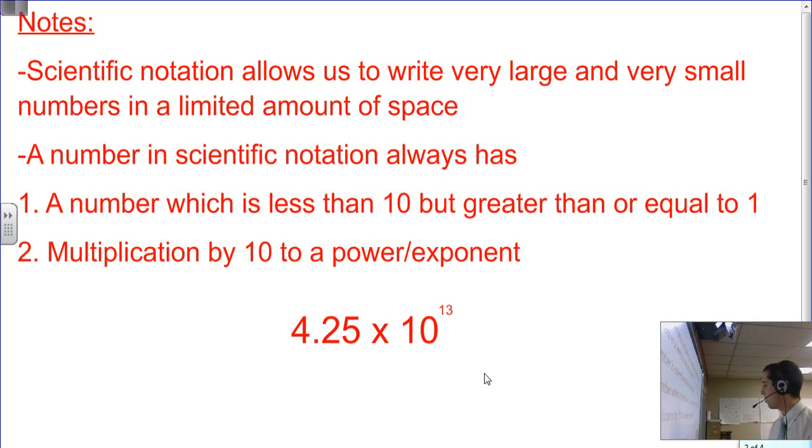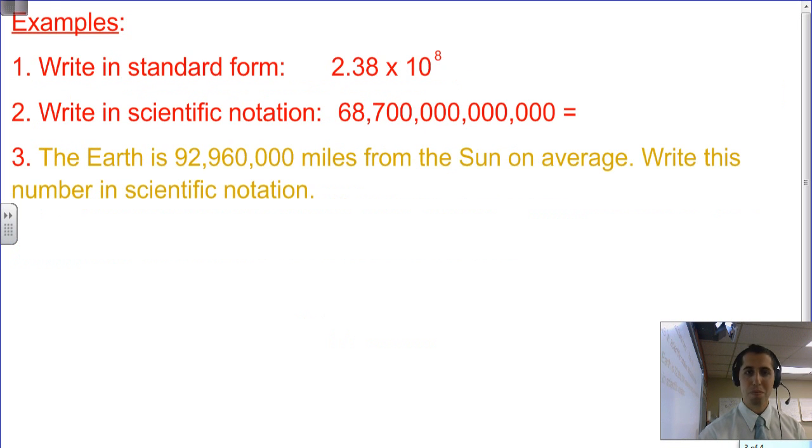So you can see that I gave an example right here. It's 4 and 25/100ths times 10 to the 13th power. Now 10 to the 13th power means we're going to multiply by 10 13 times. And you probably know that every time you multiply by 10, the place values shift, and the decimal moves once to the right. So we're going to move this decimal 13 times to the right, and we would have a really big number. So you can see why that'd be annoying to write out. Instead, we have it in scientific notation.